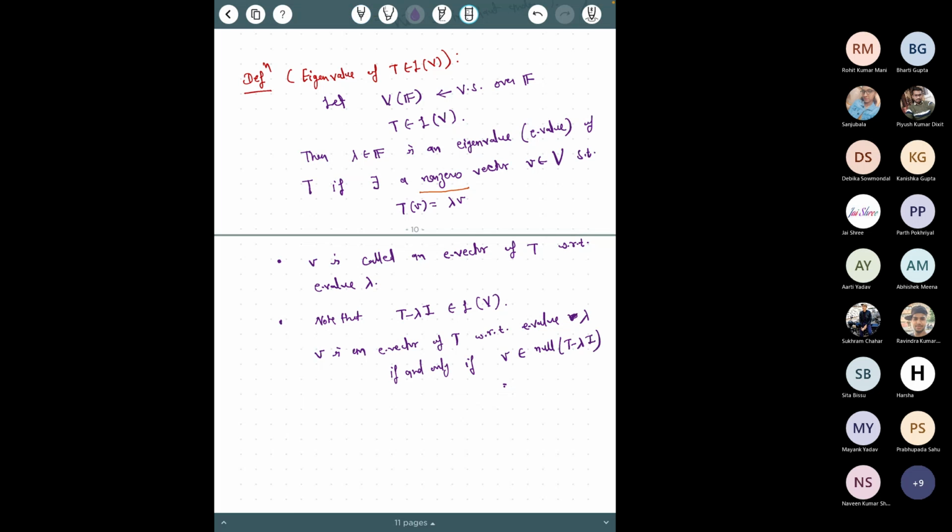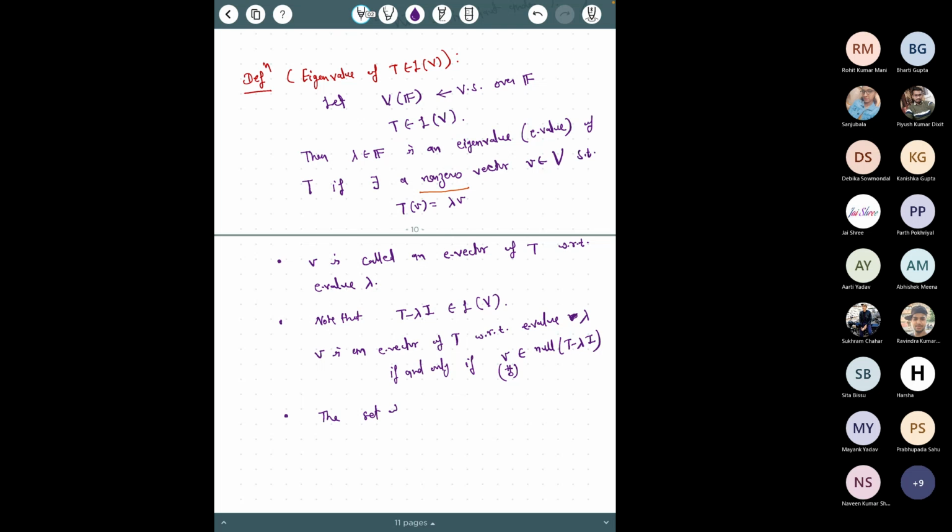V belongs to, of course, V is non-zero, if and only if V belongs to the null space of T minus lambda I. Also, to denote the set of all eigenvalues, we don't know how many eigenvalues there could be, but we collect all the eigenvalues and put them in a set, and we call this set eig T. This is the notation we'll use.